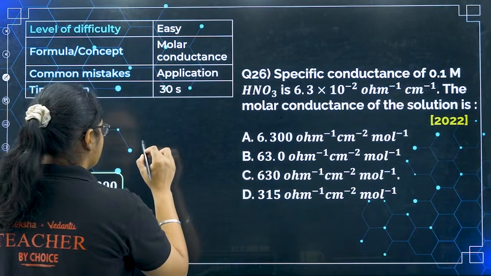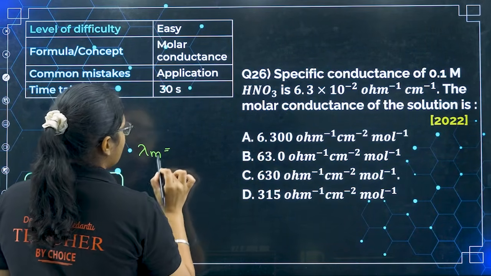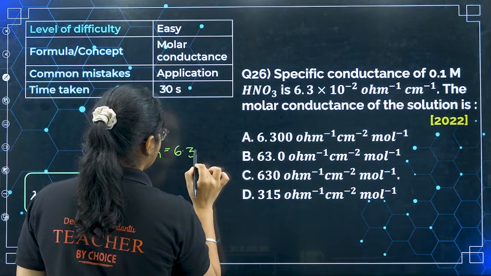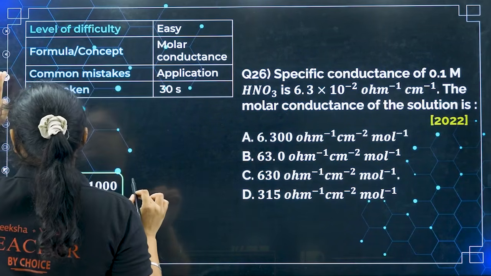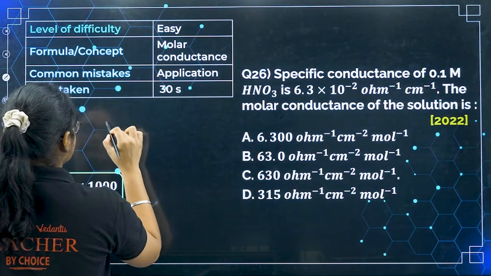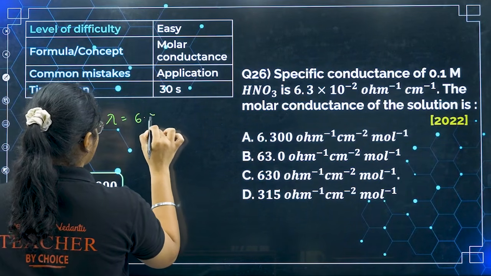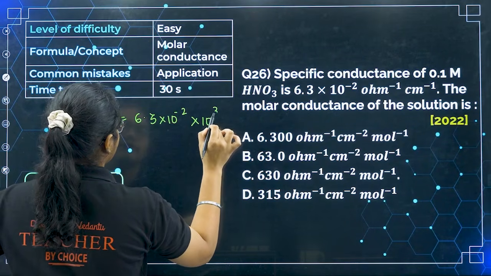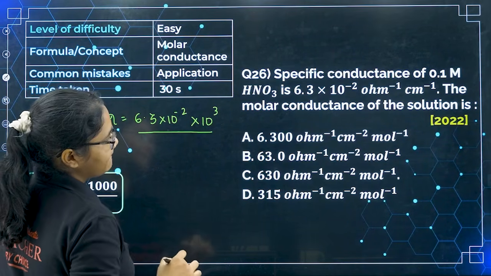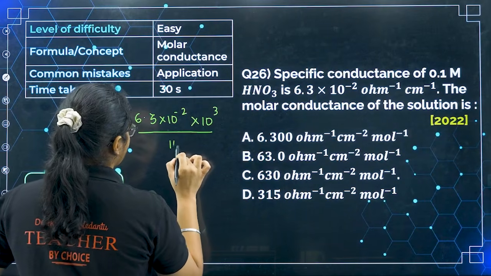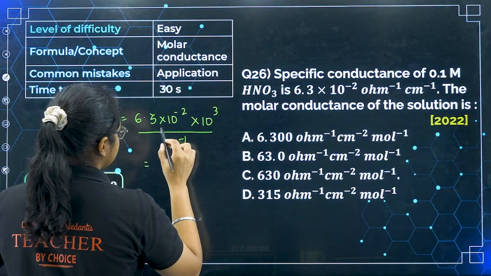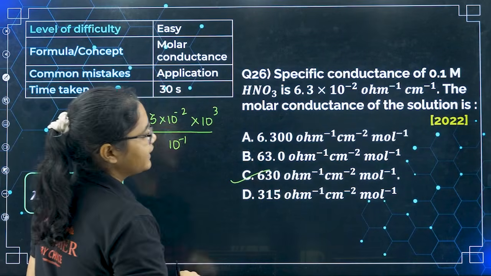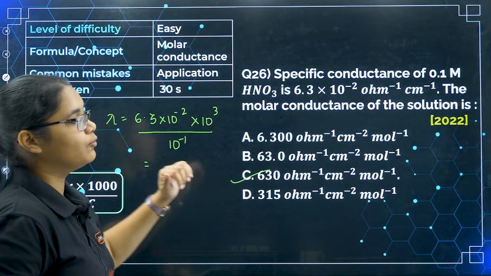So what can I write? Lambda m is equal to, what is the kappa value? 6.3 into 10 to the power of minus 2. Okay, just a minute, I'll write here. 6.3 kappa into 1000 by C. C is 0.1. So I have 63, this goes 630. So that is 630 ohm inverse centimeter square mole inverse.